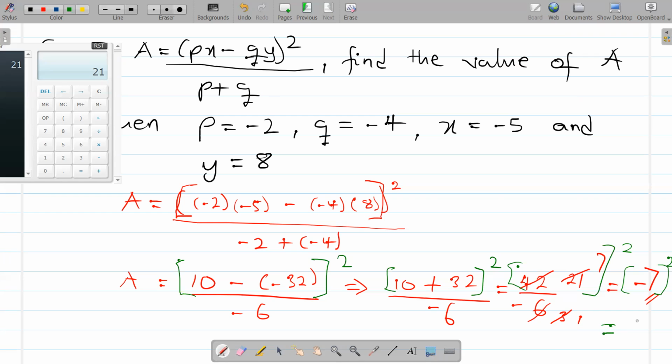And that will give us minus 7 times minus 7, which is 49. So that's your answer, right? Yes, so you got it right. I made a mistake, but it's all right.